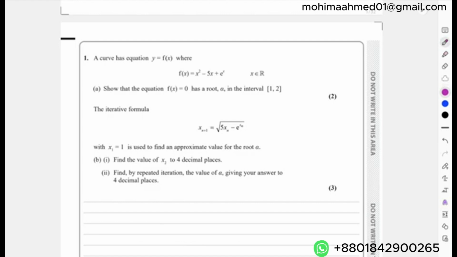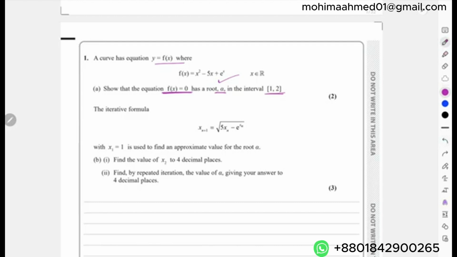So from question 1, a curve has equation y equals f(x), where this is the equation. We need to show that f(x) equals 0 has a root a, where a is an unknown term, and you need to identify that the root lies in between this range. Whenever you're talking about a root, the final remainder is always 0. For a number to be a root of a polynomial, when you input that root into the polynomial, the remainder will always be 0. So they have already stated that for this root a, the remainder is 0. We need to prove that this root a lies in between the range 1 and 2.